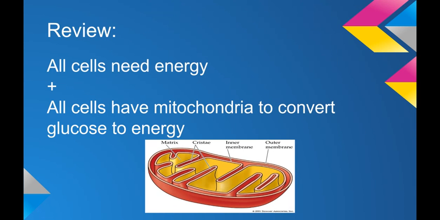Just a quick review from last week. We know that all cells need energy in order to be alive and to function. We also learned that all cells have mitochondria to convert glucose into energy, to make that energy they need to survive. Here's the mitochondria right here, that red bean-shaped organelle.